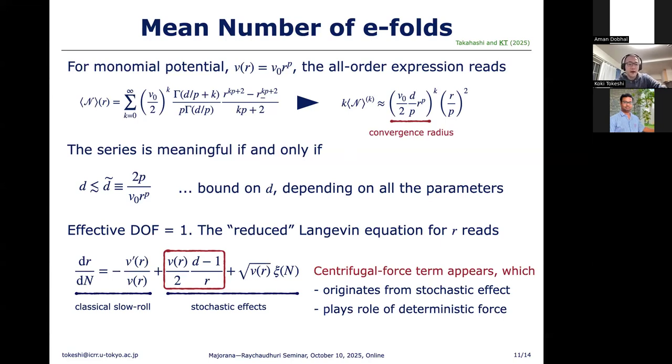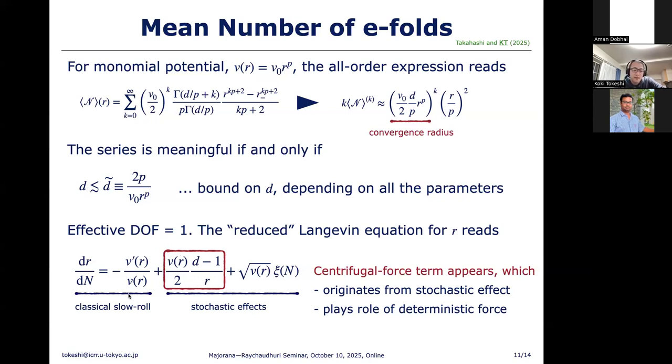And the reason for the existence of this kind of convergence radius can be known if you go back to the Langevin equation. Recalling that the system respects this symmetry, the effective degrees of freedom is just one. This is the radial displacement of the field. So you can derive the reduced Langevin equation for this one degree of freedom, which is given by this form. Now it can be seen that the evolution of the radial displacement is controlled not only by the classical drift, the potential gradient, but also there appears a centrifugal force term, which originates from the stochastic effects, although it plays the role of a deterministic force.